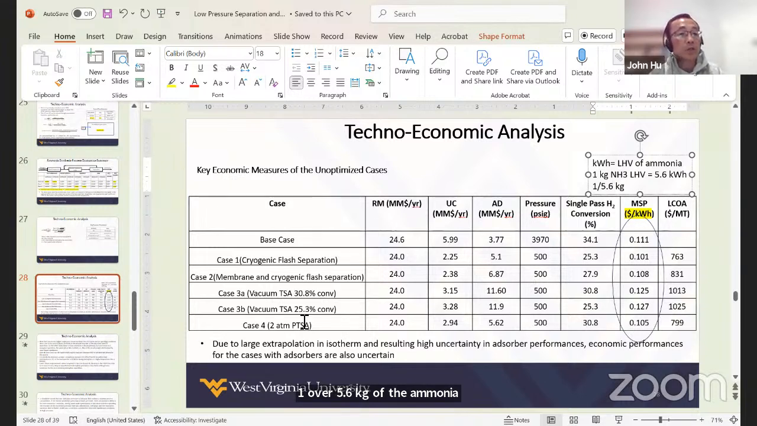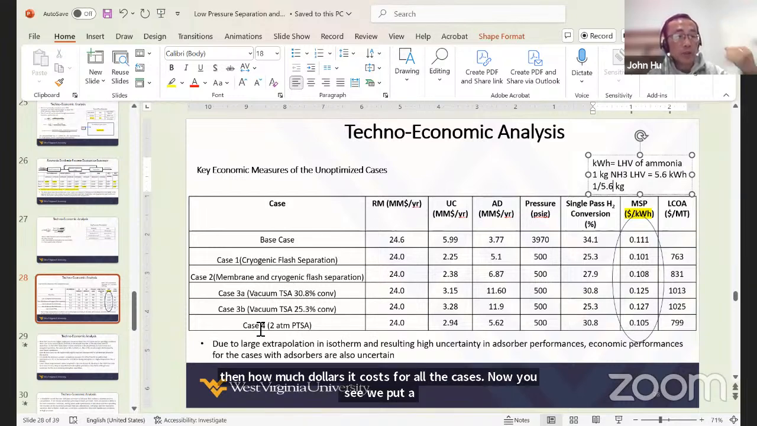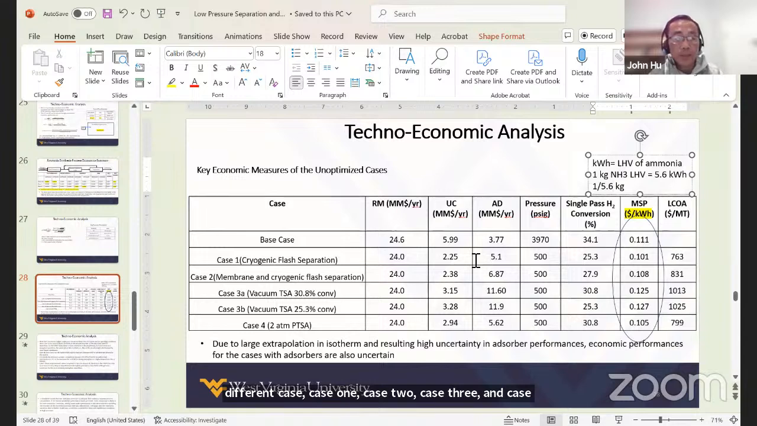for all the cases. Now you see we put different cases, case 1, case 2, case 3, and case 4 all together on the same basis, and then compare with Haber-Bosch. So Haber-Bosch is 11 cents. You see all those cases. Some cases make money, which is less than 11 cents. Some cases are expensive. Case 3A and case 3B are expensive because they are obviously vacuum TSA, and vacuum TSA is not as good as the membrane. It's not as good as the cryogenic flash separation. So the cases 1 to 4 we put together, they do not all make money compared to Haber-Bosch.